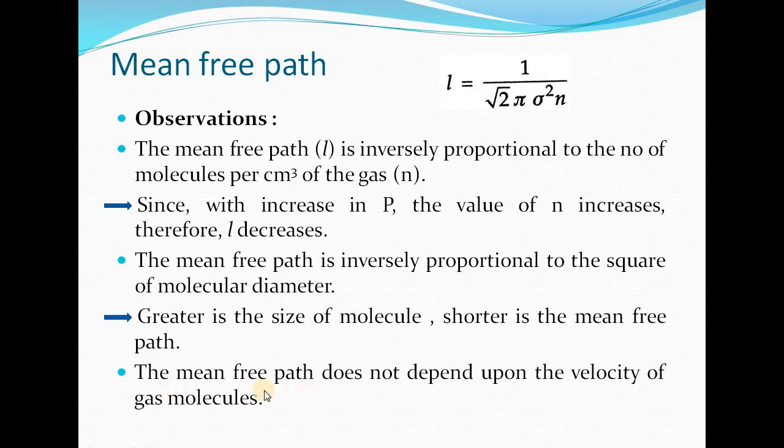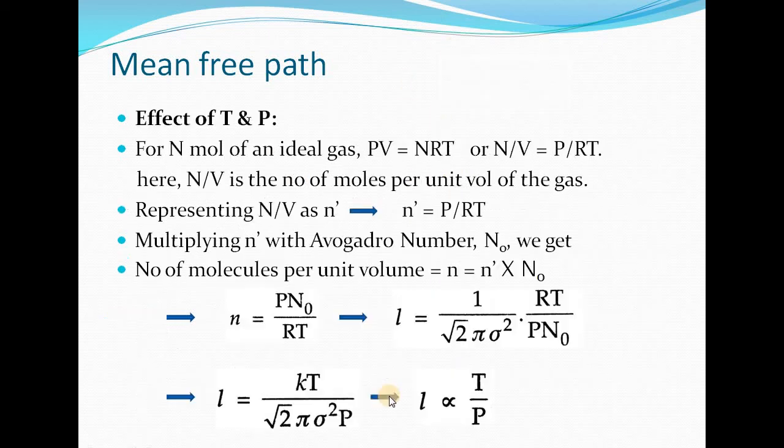Next, mean free path does not depend on the velocity of gas molecules, as the velocity has been cancelled out in this expression. So mean free path is independent of the velocity of gas molecules. Now what will be the effect of temperature and pressure? We can directly obtain it by converting the expression into one in which we have pressure and temperature.